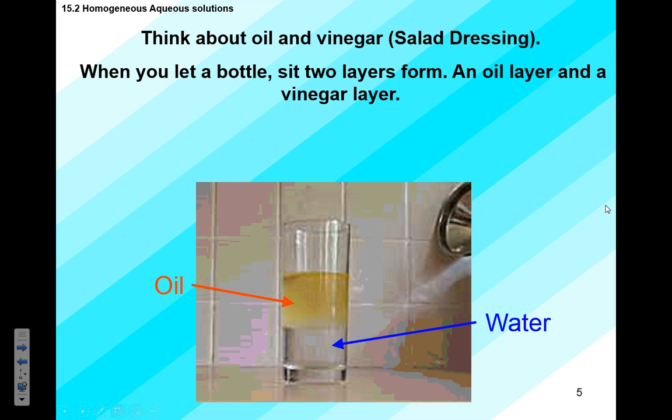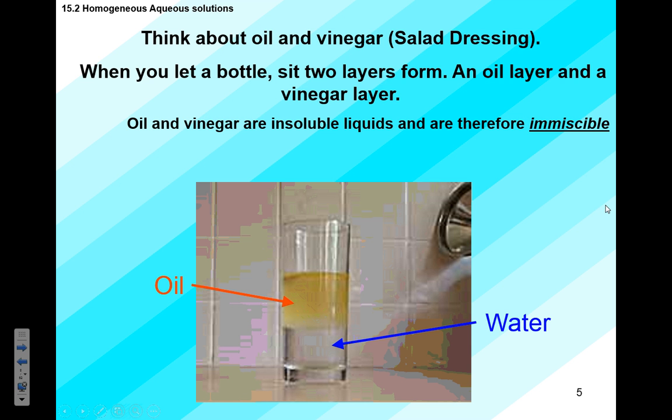And we've already talked about this in a previous chapter. We got into polar and nonpolar molecules. So that's something we're going to come back to. Now, in this case, what we're looking at is two liquids that don't mix together. Now, there is a special name for when liquids are insoluble, and that's immiscible. So two insoluble liquids combined would be an immiscible mixture.